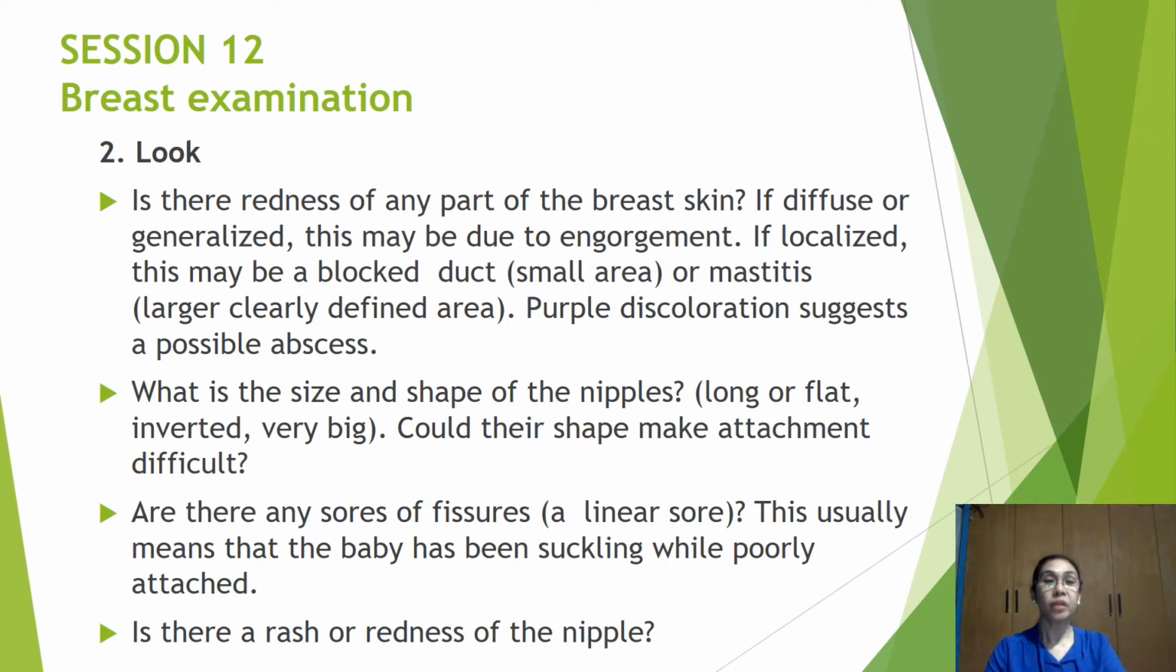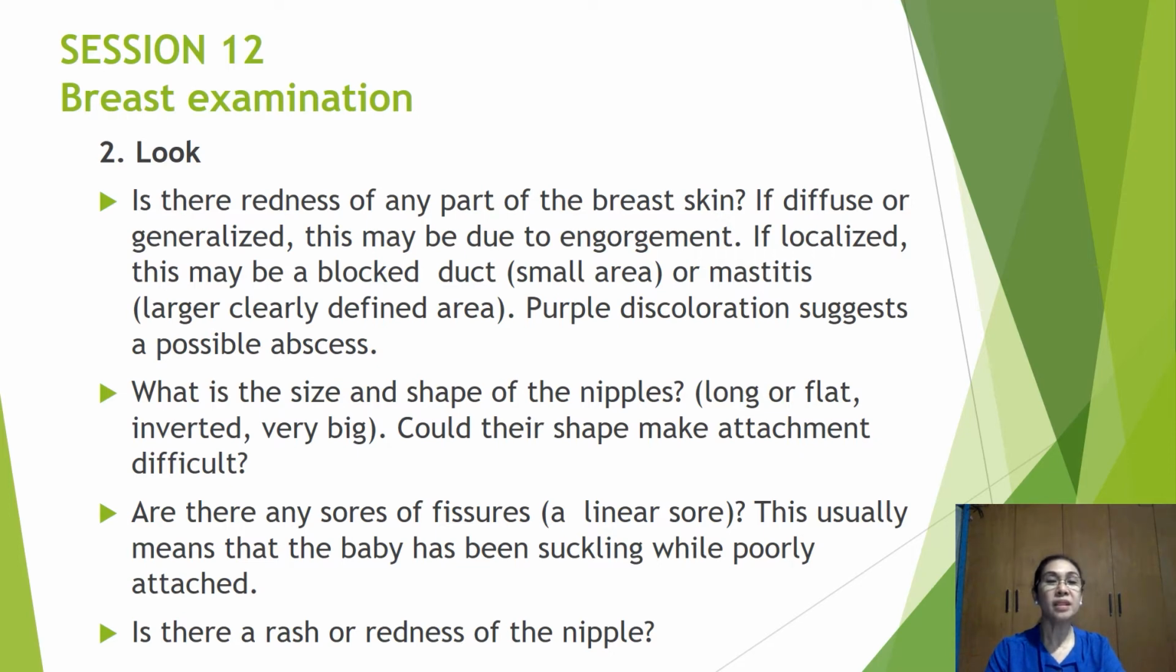Is there redness of any part of the breast skin? If diffuse or generalized, this may be due to engorgement. If localized, this may be a blocked duct in a small area, or it is mastitis, which is seen in a larger, clearly defined area. Purple discoloration on the breast suggests a possible abscess.